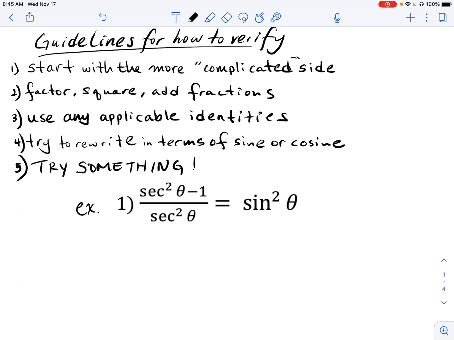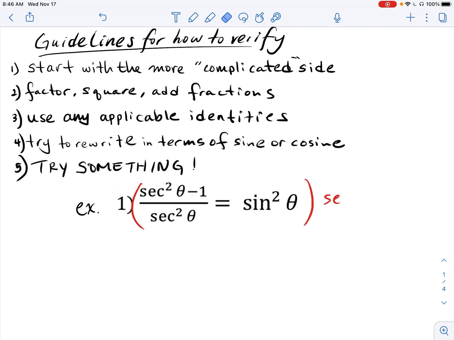So let's try this first example here. We have secant squared theta minus 1 over secant squared theta, and we're setting it equal to sine squared theta. And we're trying to verify that this is indeed an identity. Now, what you don't want to do is multiply both sides by the denominator. Again, we can't do anything that affects both sides. So let me actually write this in red. You wouldn't want to do something like multiply by secant squared theta to get rid of the denominator on this side. That would be a valid algebraic operation if we were trying to solve an equation, but right now we're trying to verify. So we don't want to do that.